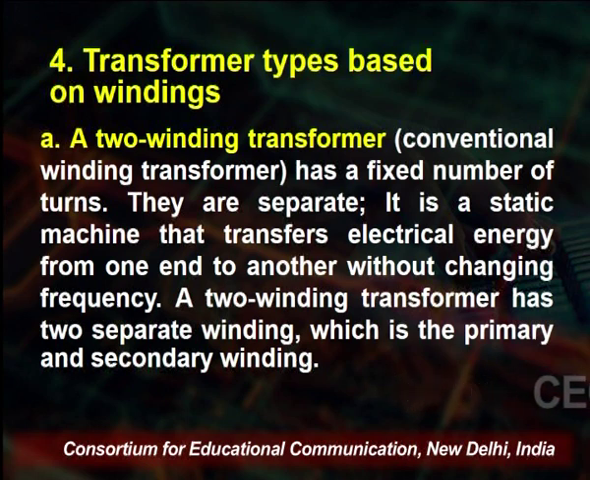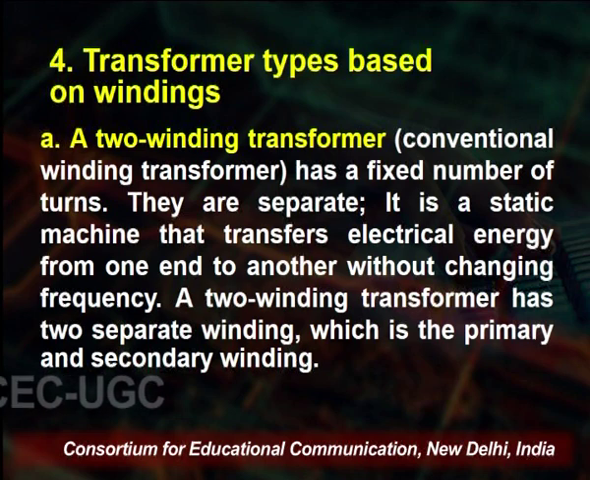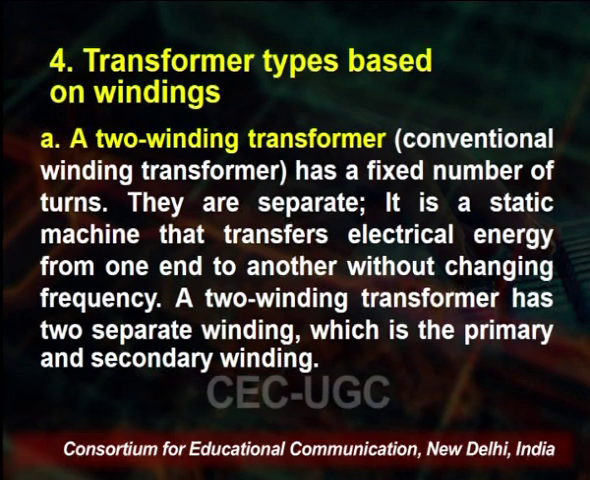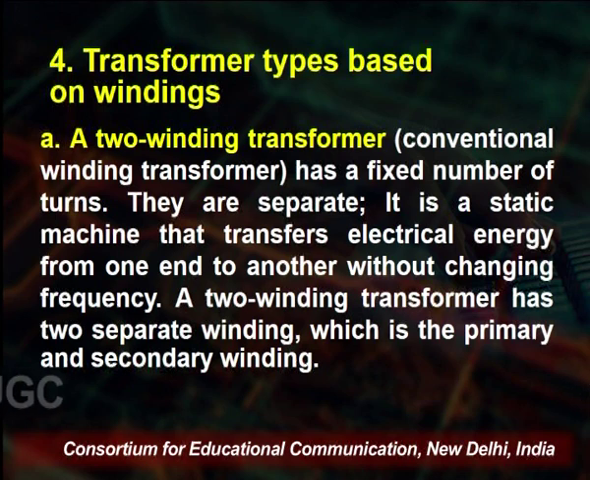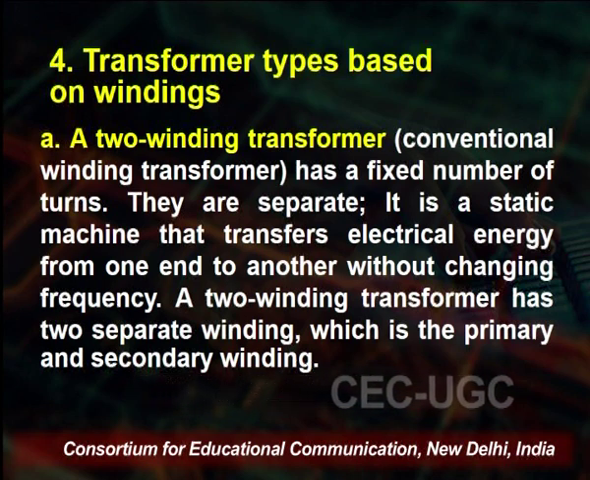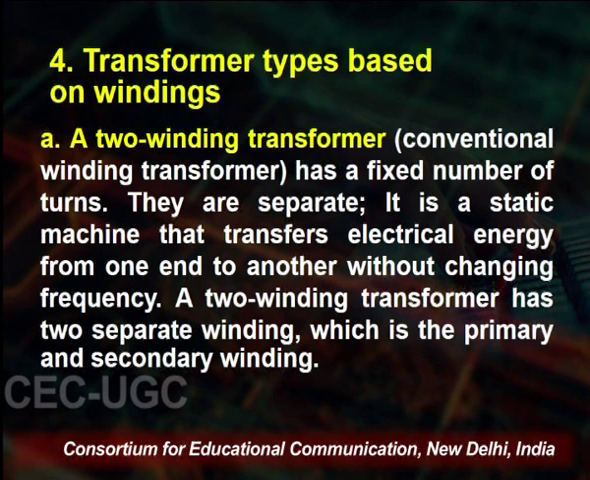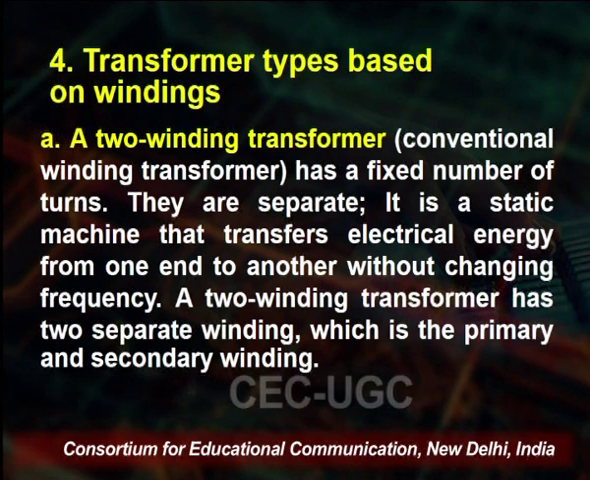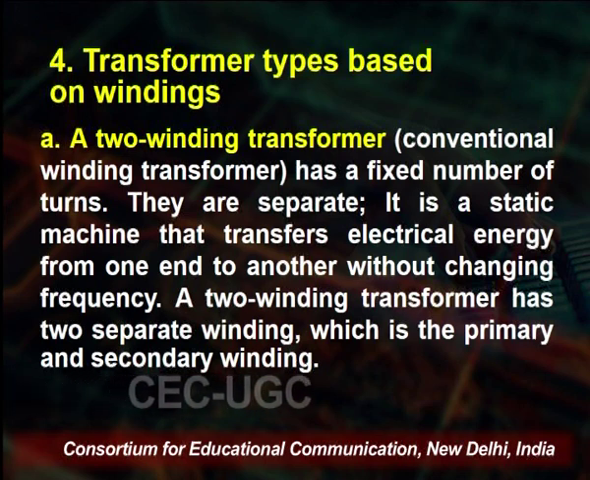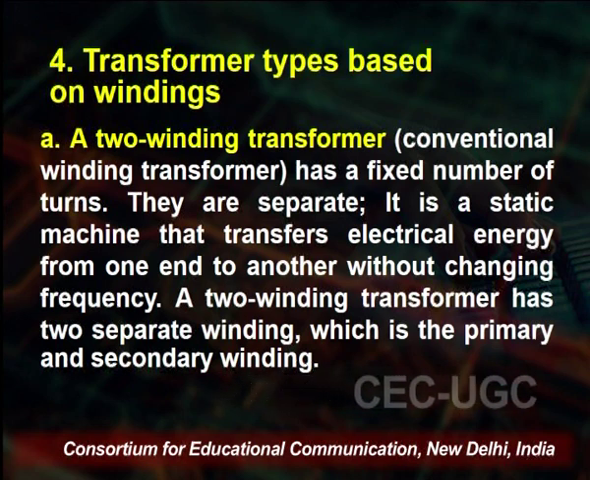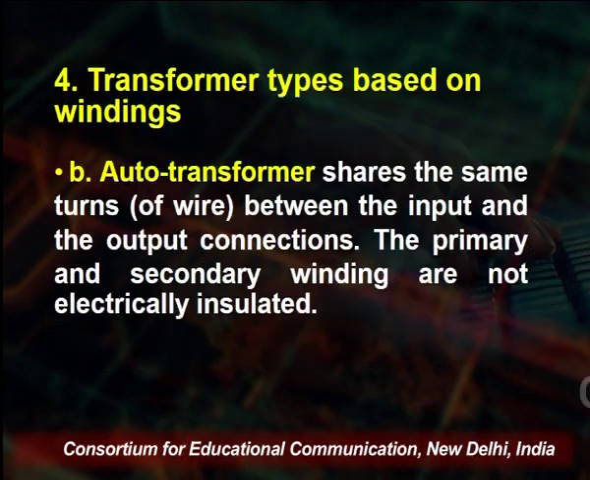Another type of transformer based upon the winding is the two winding transformer, and another is the auto transformer. First is the two winding transformer, the conventional winding transformer, which has a fixed number of turns, and the windings are separate. It is a static machine that transfers electrical energy from one end to the other without changing frequency. A two winding transformer has two separate windings, which are the primary and the secondary winding.